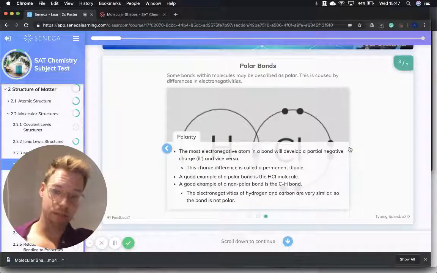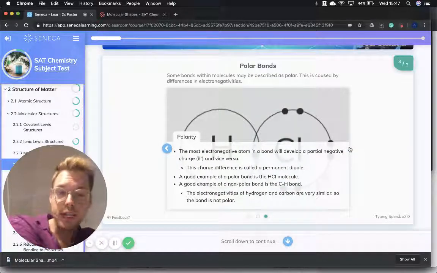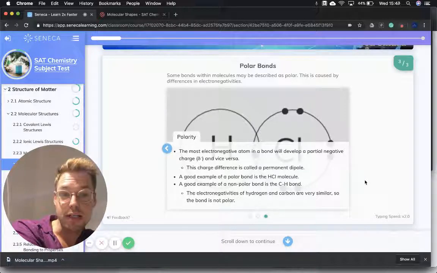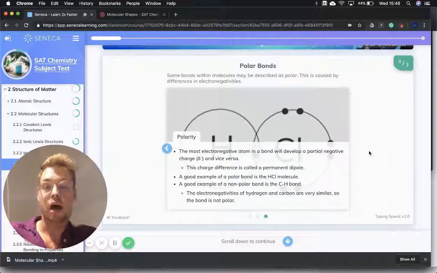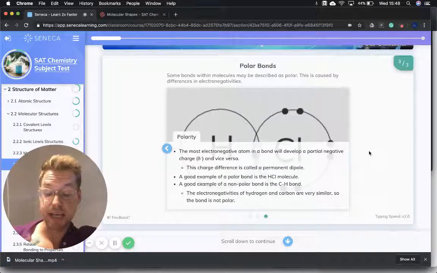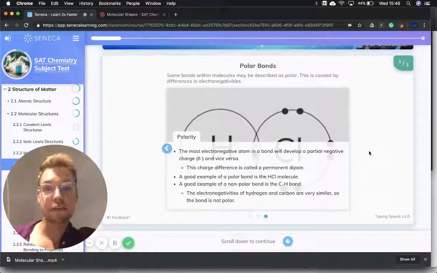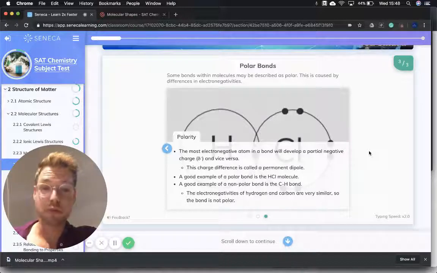Boom, you're welcome. So the most electronegative atom in a bond will develop a partial negative charge, and vice versa. And we call the charge difference a permanent dipole. That's just a fancy way of saying this molecule's got some charge. A good example of a polar bond is the HCl molecule. And a good example of a non-polar bond is the CH bond, because the electronegativities of hydrogen and carbon are super similar. So that bond is non-polar.